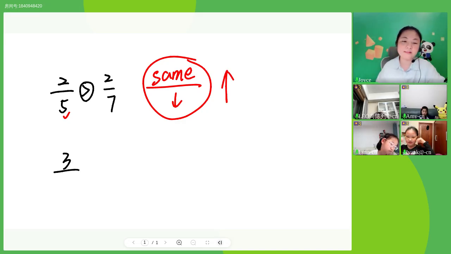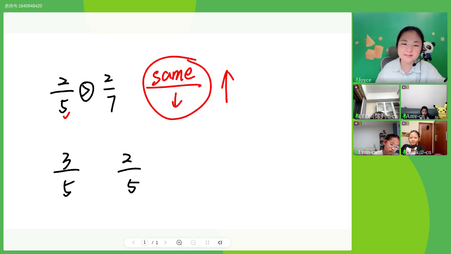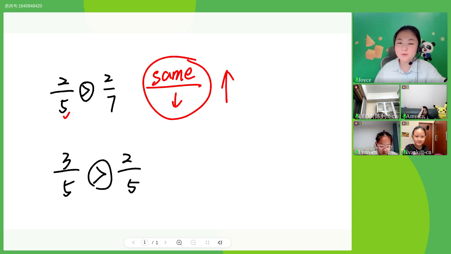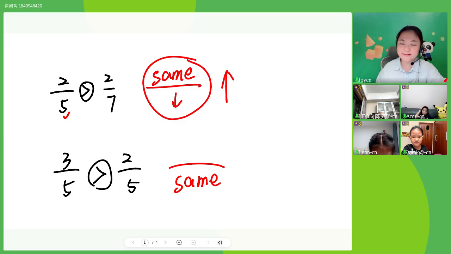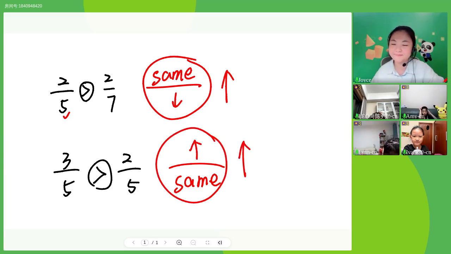And what if we have these two? 3 out of 5 compared with 2 out of 5. Which one is greater? The 3 out of 5 is greater, because when the bottom numbers are the same, the top number is greater. This whole fraction is greater, right?